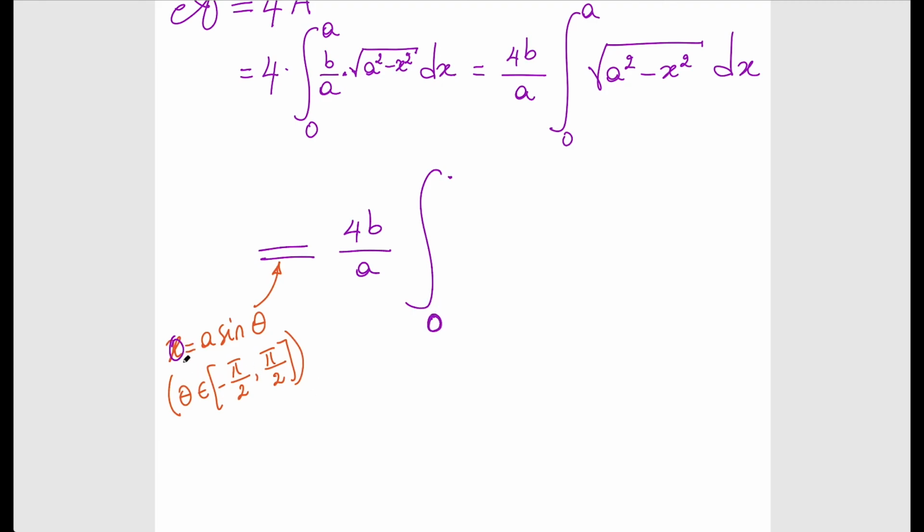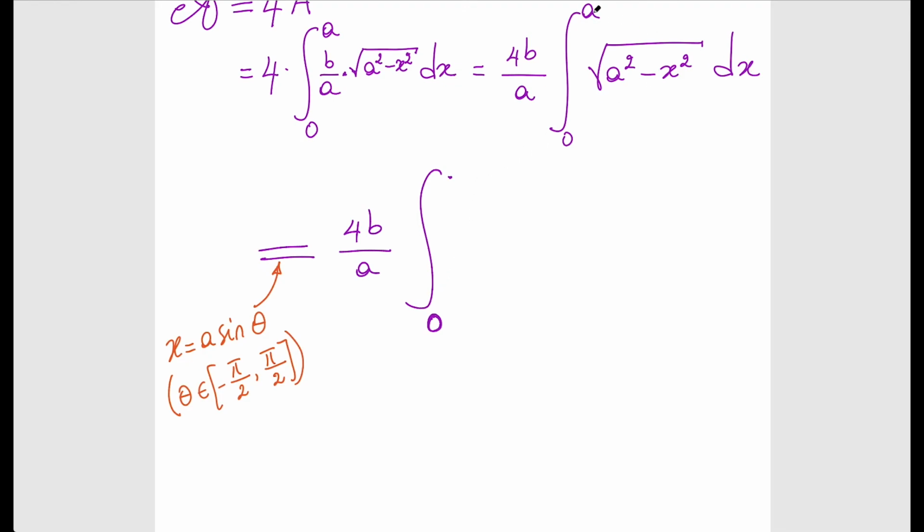Correct? One more time. Theta lives here, and sine theta is going to match 0. So what's the angle that lives between minus pi over 2 and pi over 2 whose sine is 0? There must be one and only one, and that guy is 0, right? Okay. Alright.